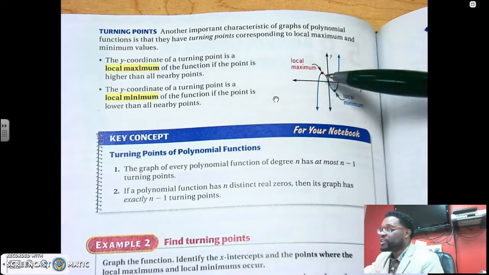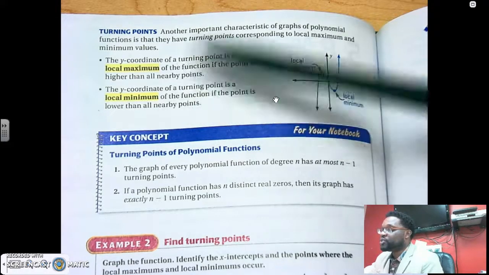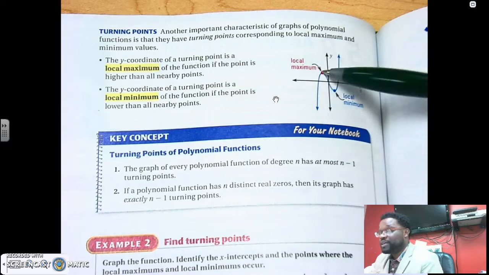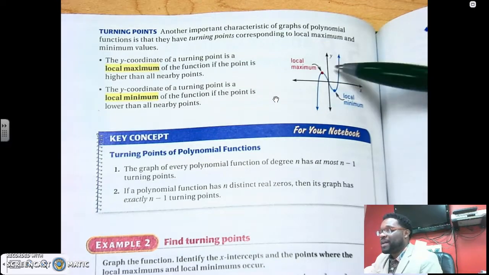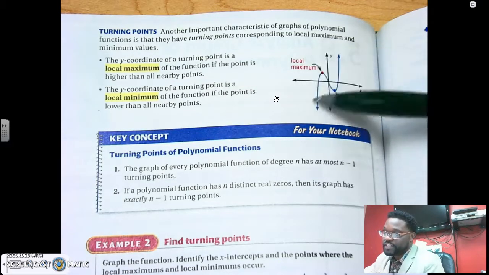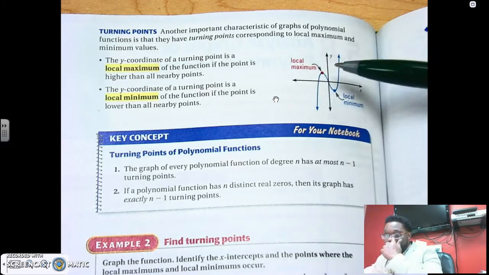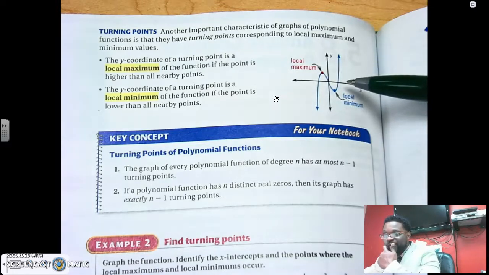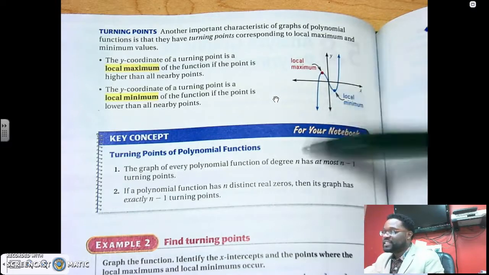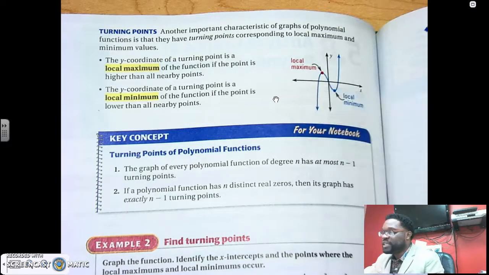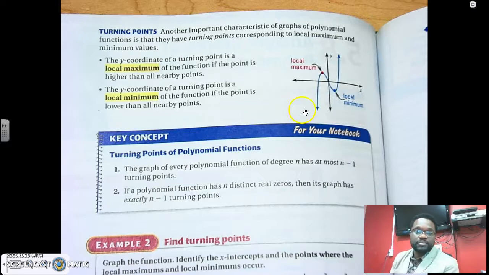And the turning points are actually called maximum and minimum. So what's the difference? The maximum would be the high point. The minimum would be the low point. The maximum is not always going to be on the left-hand side of the y-axis, and the minimum on the right. It's just wherever they choose to be, you will have maximums and minimums. All right? So get that down.